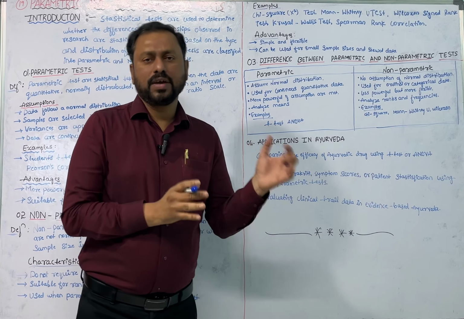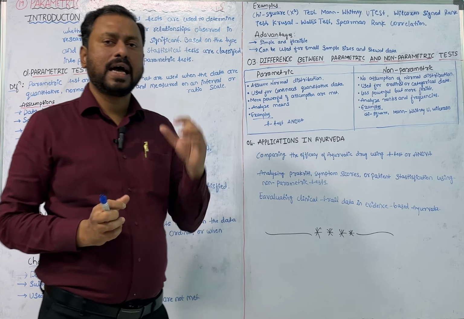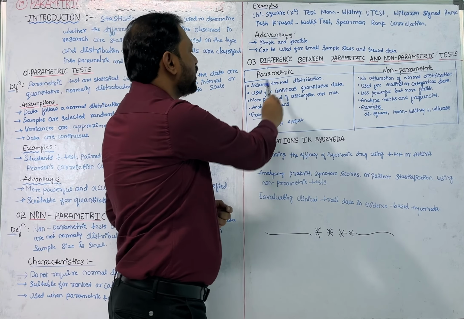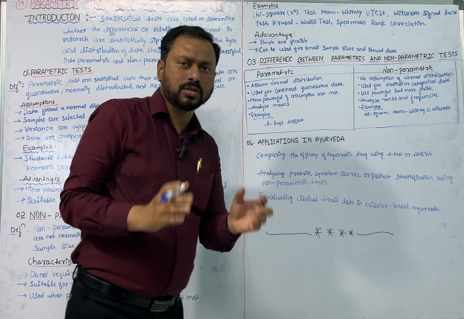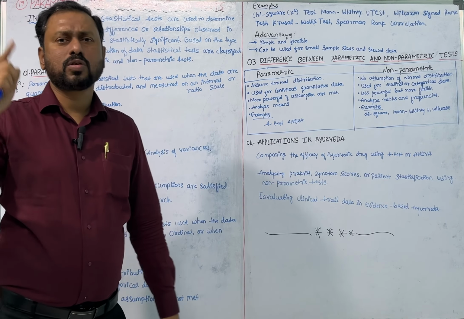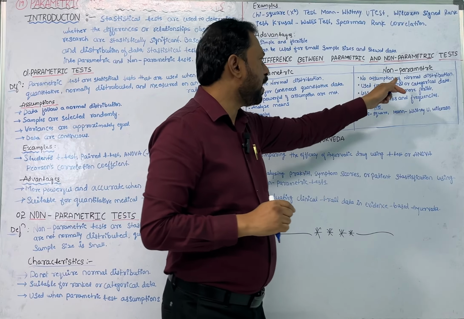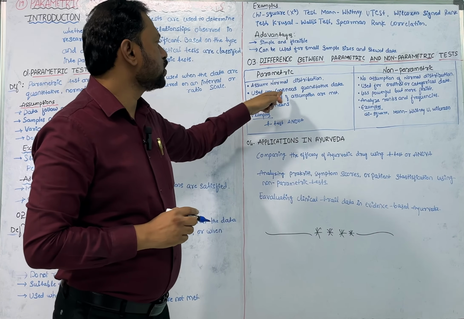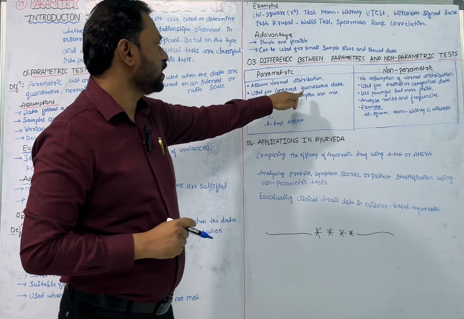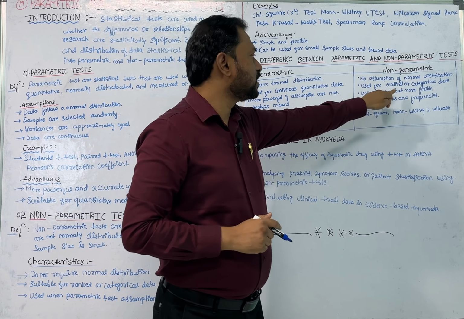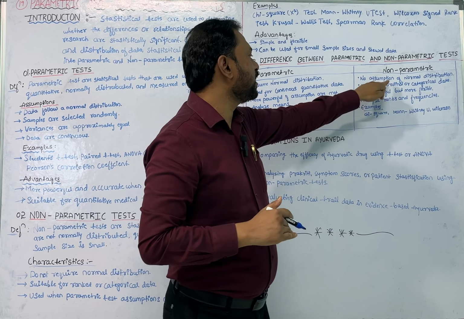Now we study the difference between the parametric and the non-parametric test in research. So first of all, parametric test assumes normal distribution. Simply, if the data is in normal distribution, then we have to go through the parametric. If it is non-parametric, then no assumption of normal distribution. The second one, parametric is used for continuous quantitative data. See here, the continuous quantitative data. Here in non-parametric it is not continuous, it is ordinal or categorical data.